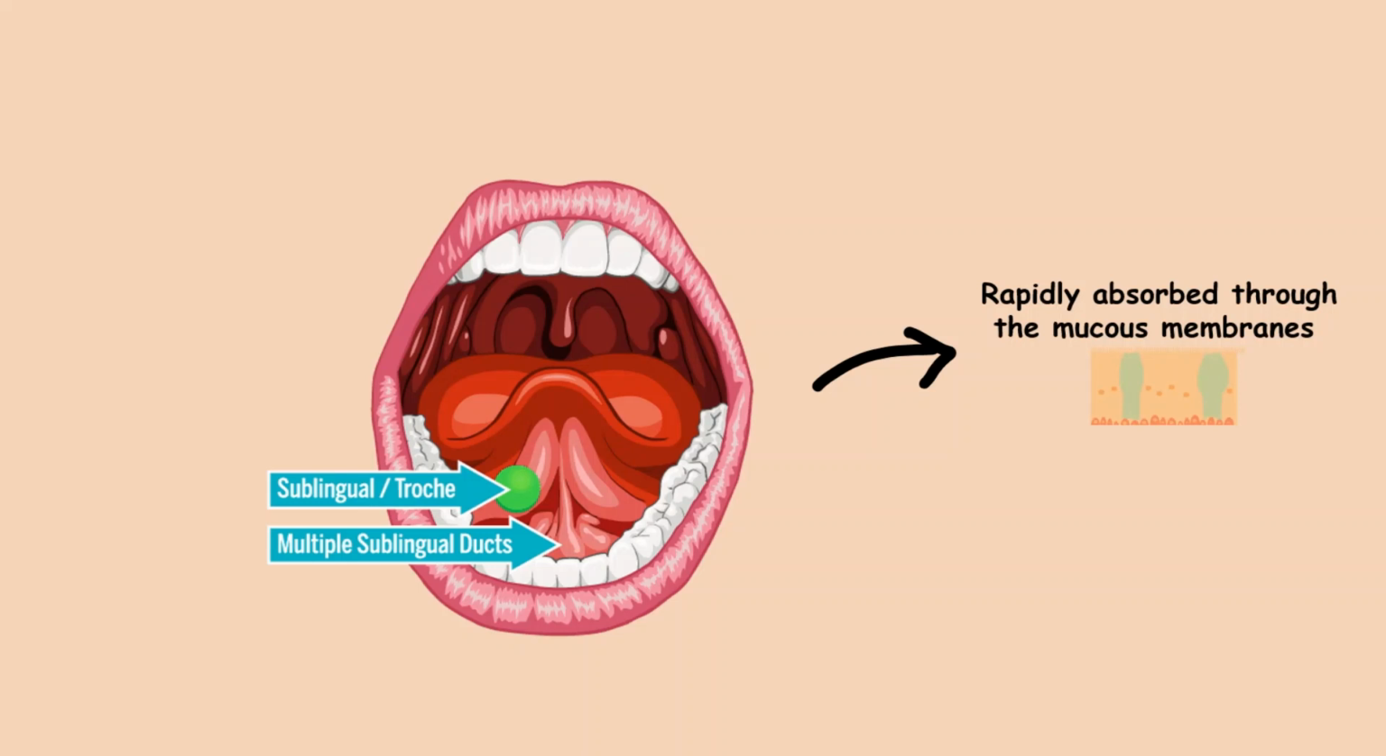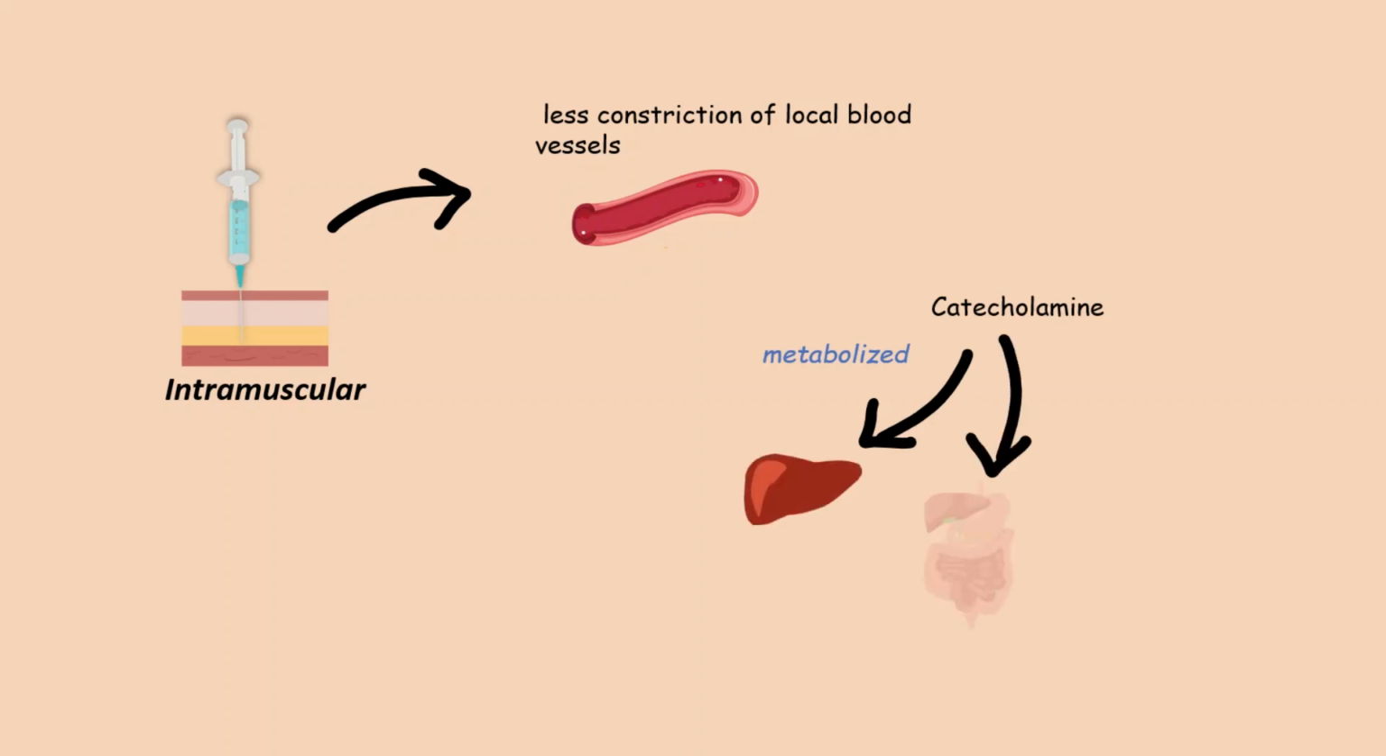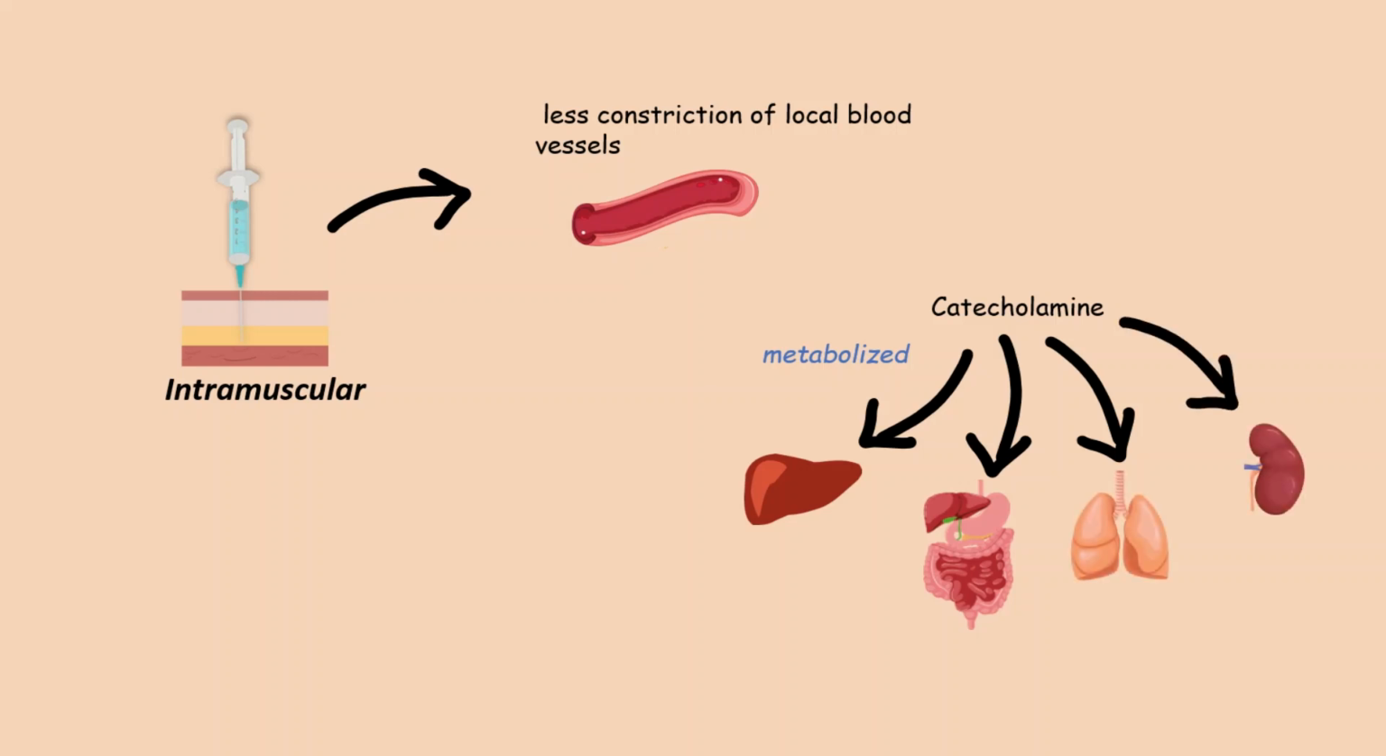Absorption by the subcutaneous route is slowed because catecholamines cause the blood vessels around the injection site to constrict. Intramuscular absorption is more rapid because less constriction of local blood vessels occurs. Catecholamines are widely distributed in the body. They're metabolized and inactivated predominantly in the liver but can also be metabolized in the gastrointestinal tract, lungs, kidneys, plasma, and tissues.